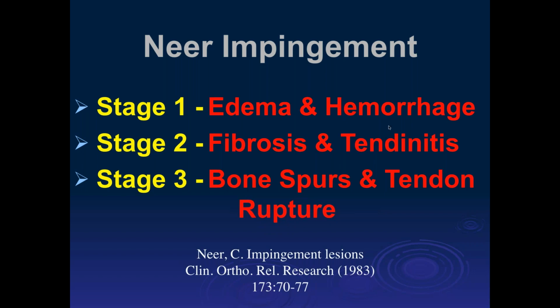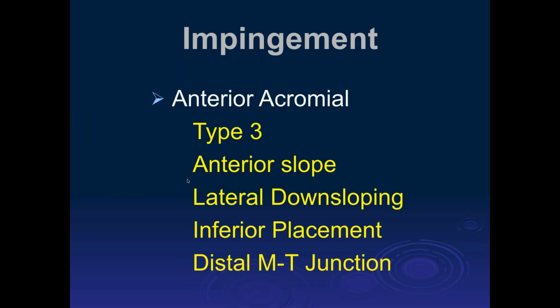Stage 1, you would just see edema and hemorrhage in the tendon. Stage 2, fibrosis and tendinitis. And in stage 3, you'd see a lot of bone spurs and tendon rupture in that area. Now we don't really use this staging system anymore. The changes we see within the tendon are now primarily attributed to direct strain injuries of the tendon rather than due to bone impingement, but we'll be talking about the bony impingement here as well and some of the surgical treatments that are used to try to correct for it.